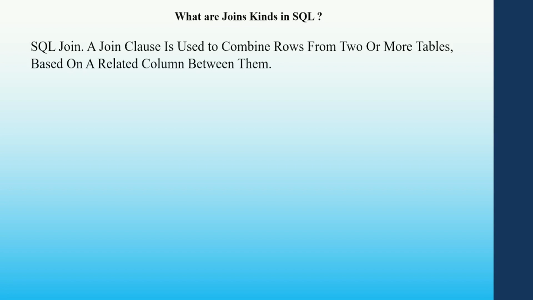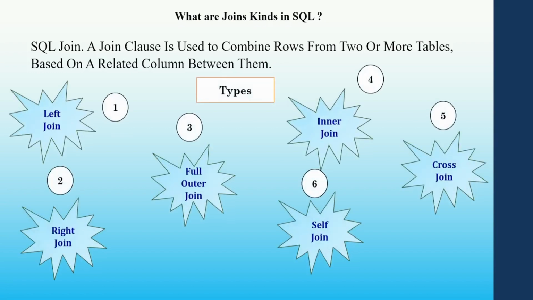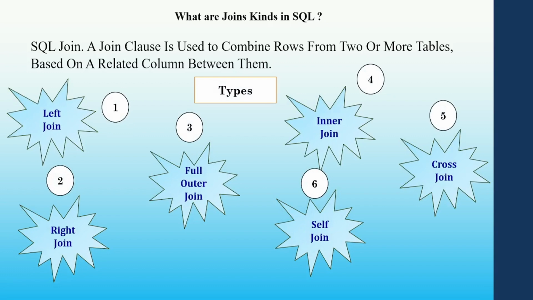So let's understand the definition of join. A join clause is used to combine rows from two or more tables based on a related column between them. And here are the types: left join, right join, full outer join, inner join, cross join and self join. This is the first part of the join kind tutorial in SQL. We will cover only four joins in this class, which are left, right, full outer and inner. The self join and cross join we will cover in the next part of this video. So stay connected with us and kindly support this channel.